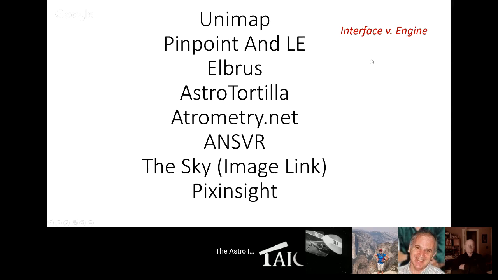I want to be clear, though, that we understand the difference between the interface and the engine. Astrometry.net is an engine for, as I understand it, Unimap, AstroTortilla, and several others. These are the interface. That is, you take the picture and you communicate in AstroTortilla or Unimap, as I understand it, but then it sends it off to astrometry.net. If anybody knows different than that, again, please come to a presentation on plate solving on the Astroimaging channel. We could use the help.